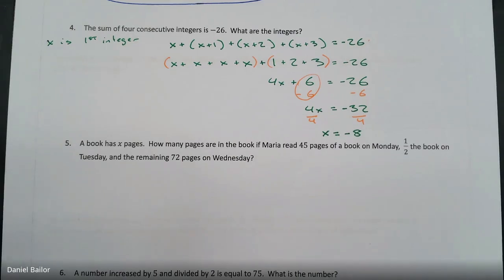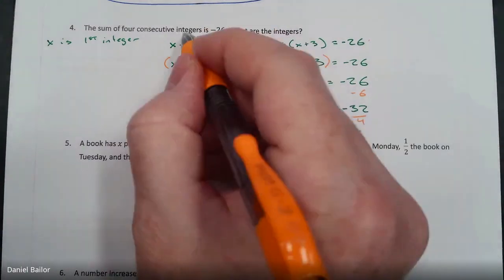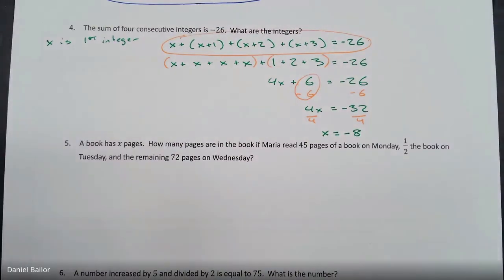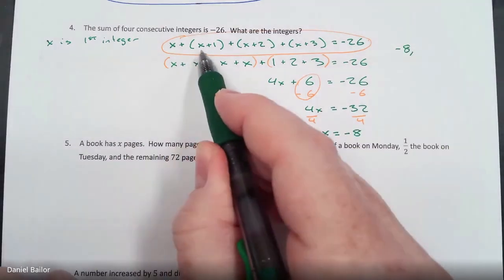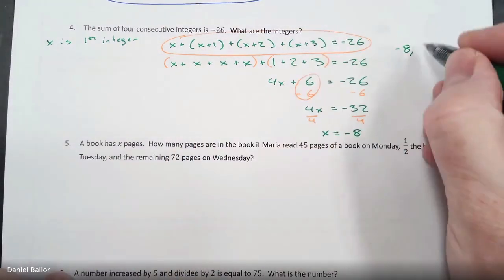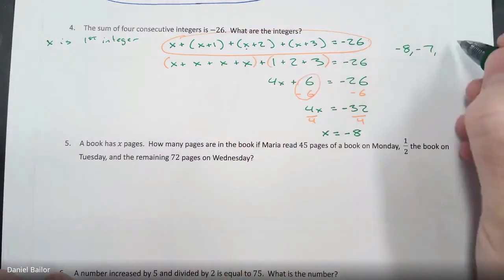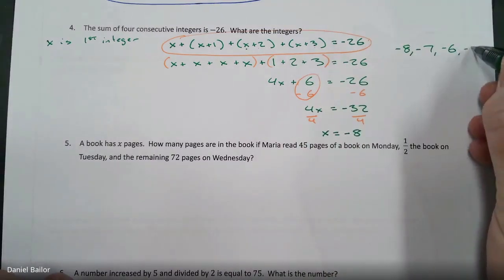So my equation, I'm going to say, this is my equation. My answers, the first one is going to be -8. And then for the next integer, -8 plus 1 is -7. -8 plus 2 is -6. And -8 plus 3 is -5.